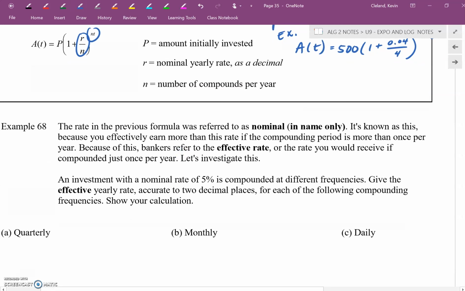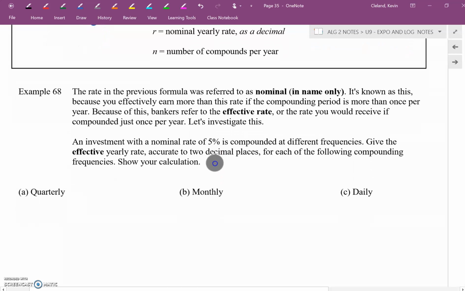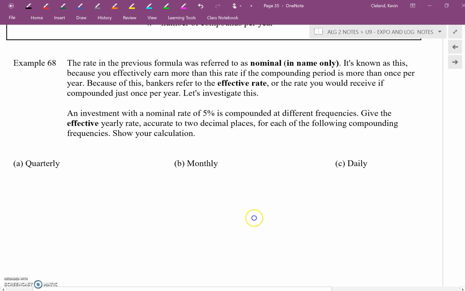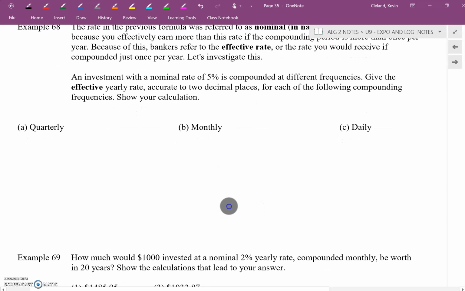All right, so now let's take a look at that. The rate in the previous formula is referred to as nominal, as in name only. It's known as this because you effectively earn more than this rate if the compounding period is more than once per year. Based on this, bankers often refer to the effective rate, or the rate you would receive if you compounded just once a year.